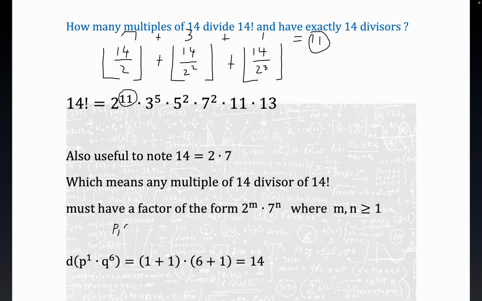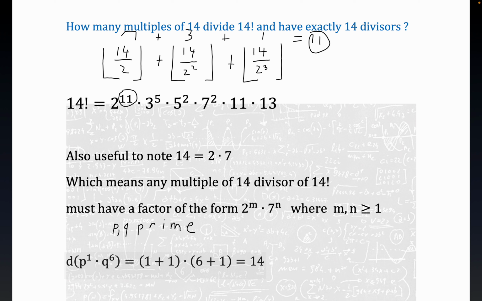They're very common letters to represent primes. But if P and Q are prime numbers, you can count the divisors easily without actually physically enumerating them, listing them, by just increasing the exponent by 1. You see, add 1 to 1, you get 2. Add 1 to 6, you get 7.